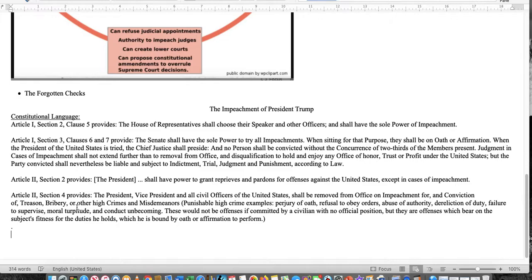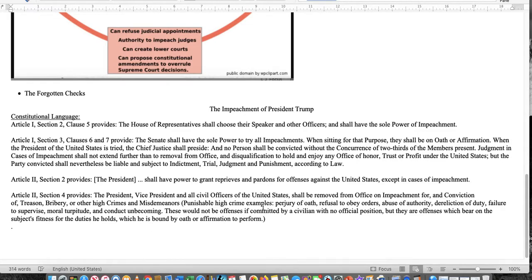And then Article 2, Section 4 says, okay, the president and vice president can be removed from office by impeachment for treason, bribery, and other high crimes. Now, the one thing about these high crimes, please don't make the mistake that high crimes are like major, major, major crimes, like the president burned down the building, or the president committed murder, or some sort of major retail theft. That's not that.